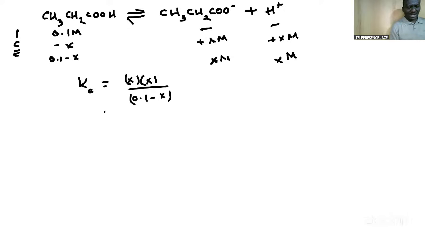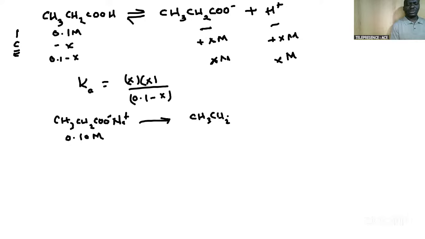Now let's look at the sodium propanoate, CH3CH2COO minus Na plus. That's sodium propanoate. It will ionize completely. We're given 0.1 molar of this as well. So you're going to have CH3CH2COO minus plus Na plus. Now, when that ionizes completely, all of this will no longer be present, and what you're going to have is just 0.10 molar of this, and of course 0.10 molar of this.